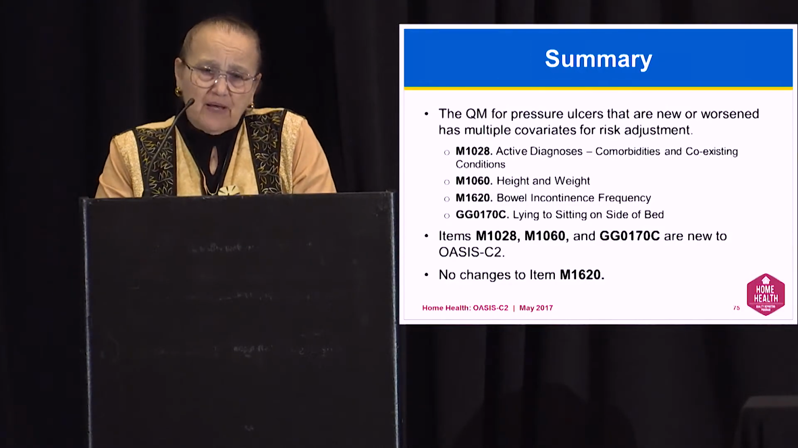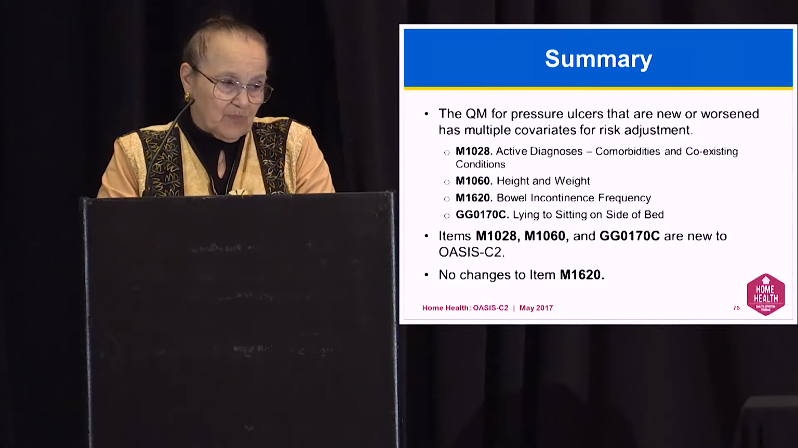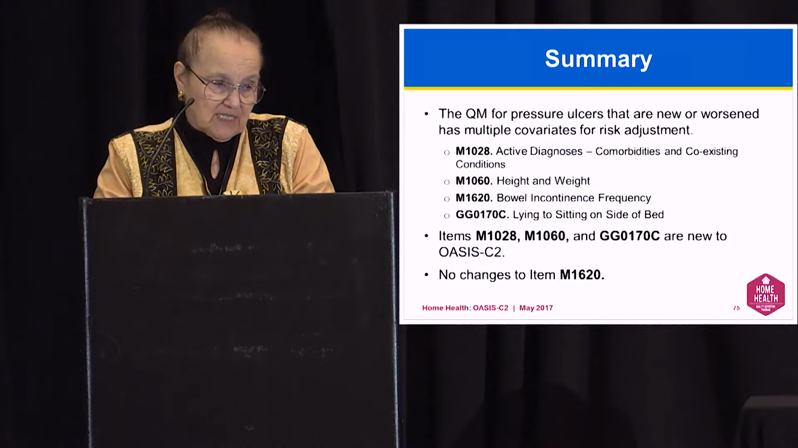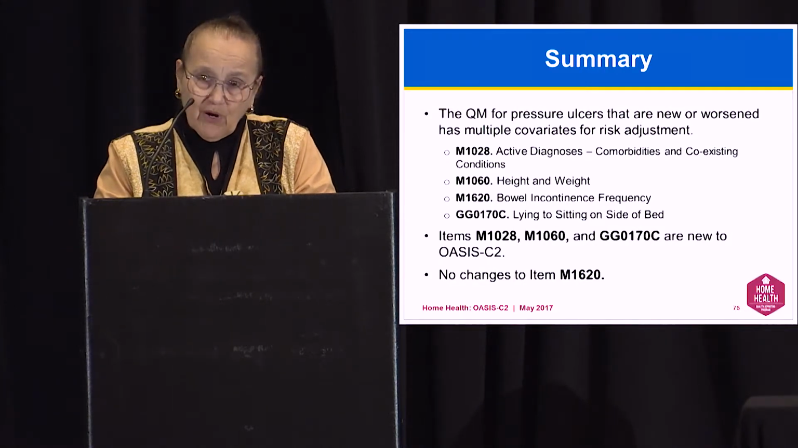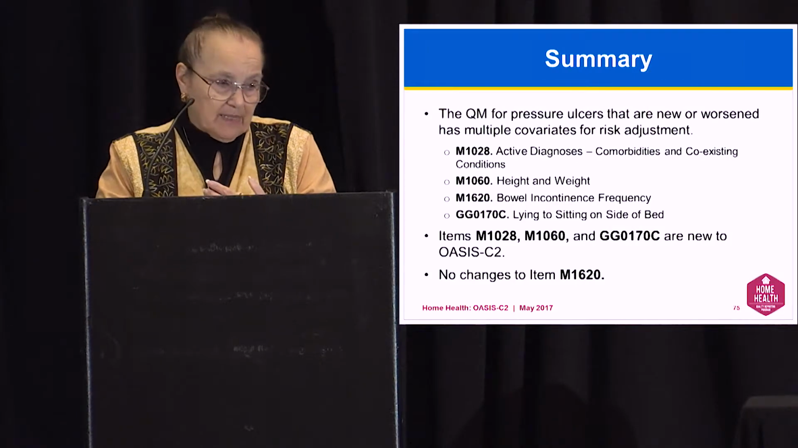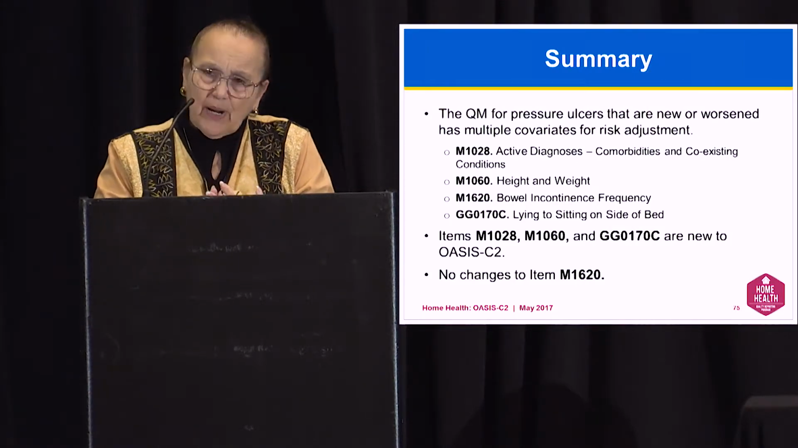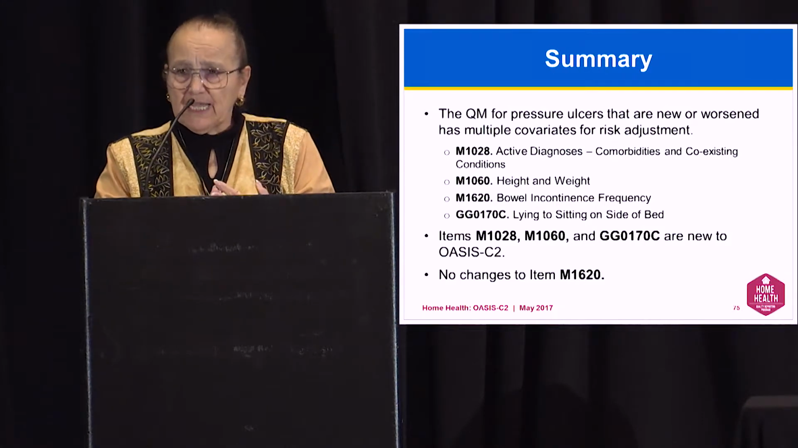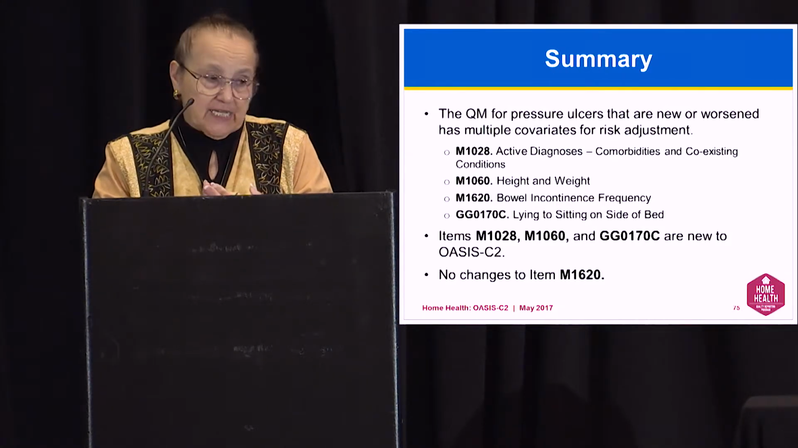So we've talked about these covariates. The quality measure for pressure ulcers, new or worsened, has 4 covariates. That's what we've talked about so far, 3 of the 4: 1028, the active diagnoses; 1060, height and weight; 1620, the bowel incontinence frequency. And shortly, Ann's going to come up and talk about GG, lying to sitting on the side of the bed.